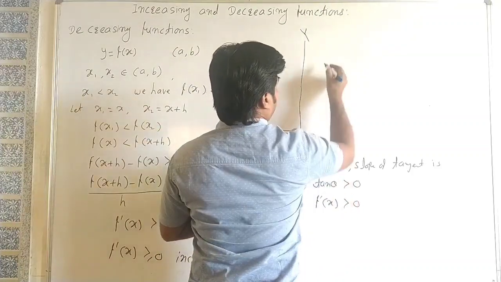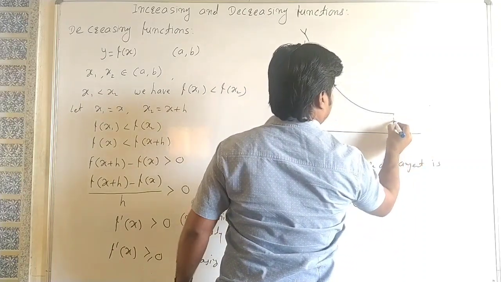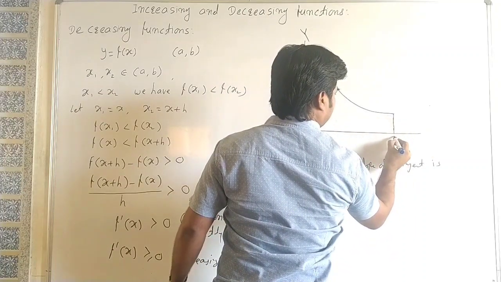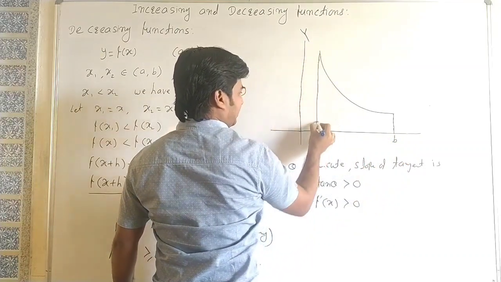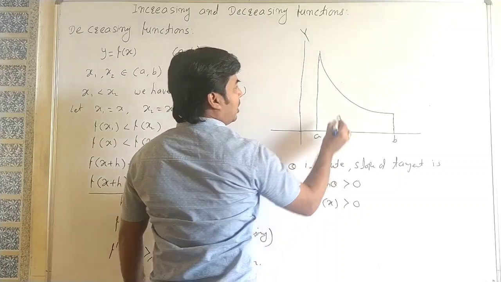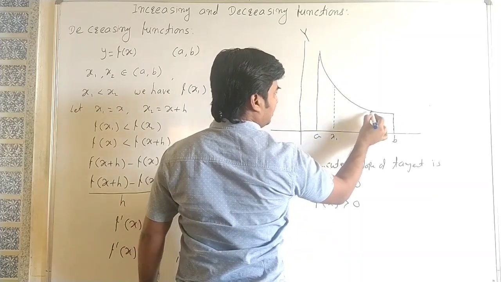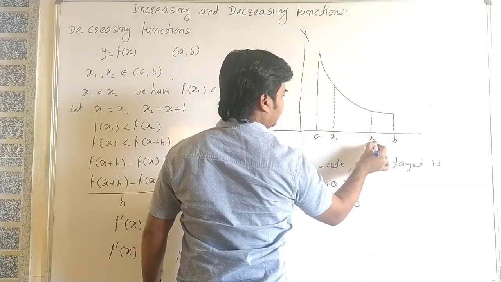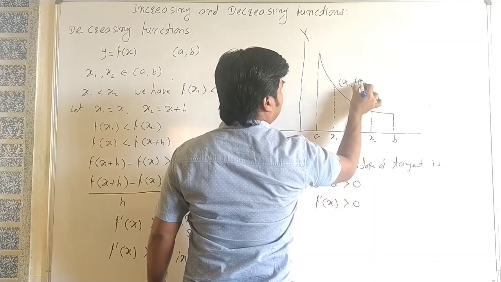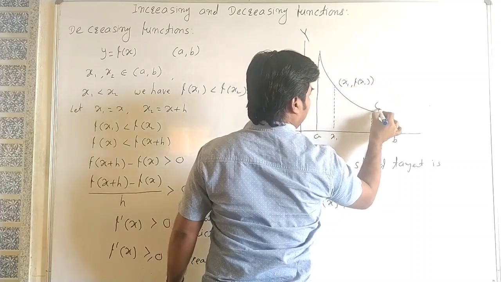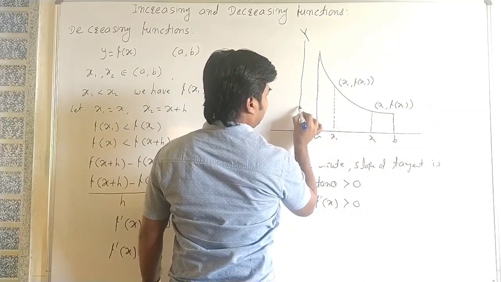The decreasing function here. It is b and it is a. Now first it is a point x, that is x1, and then it is x2. Then the coordinates of it are x1 comma f of x1, and x2 comma f of x2.